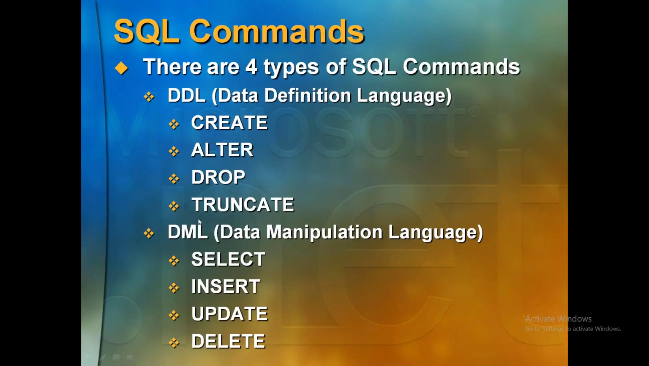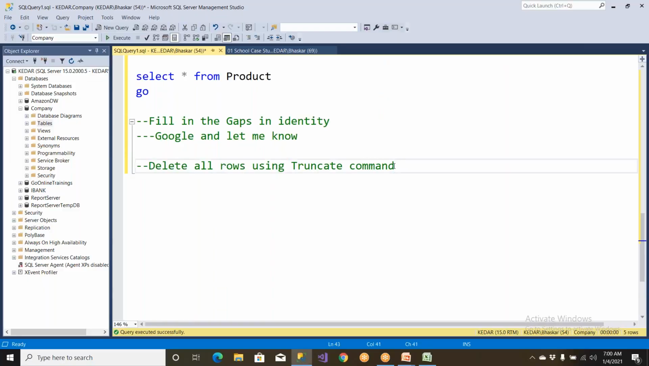There is a truncate command here. Create, alter, drop, truncate. Clear? What is truncate? Truncate is a DDL command which is used to delete all the data. So what is the need for truncate? The need for truncate is if you wanted to delete all the data, all rows, not one row. If you wanted to delete all the rows, then use the truncate command.